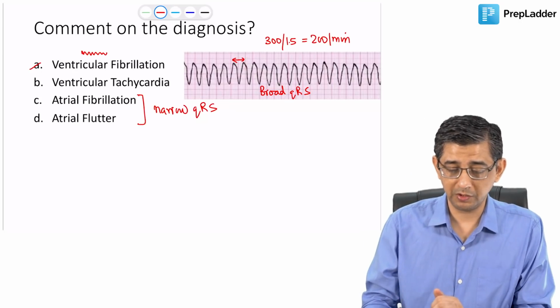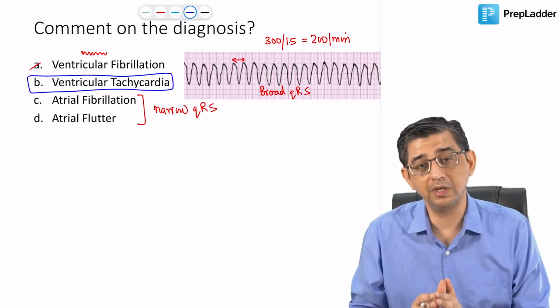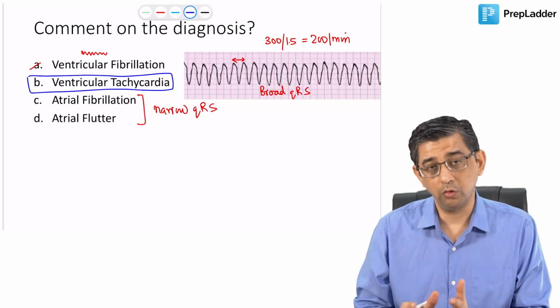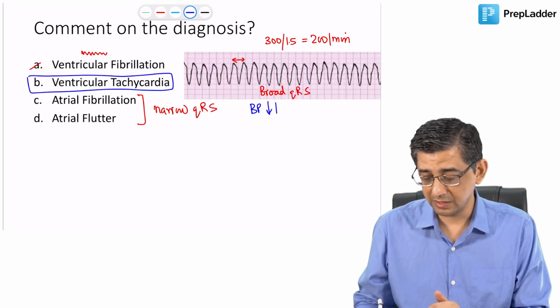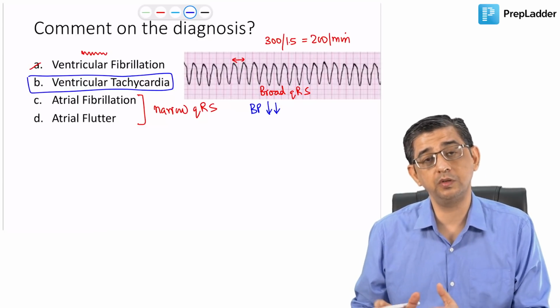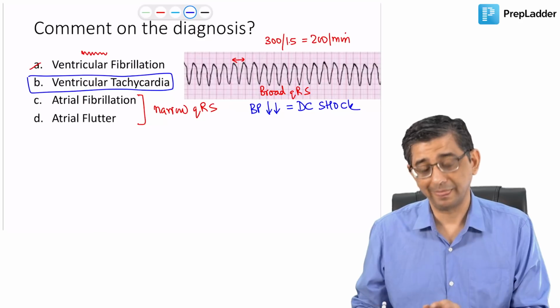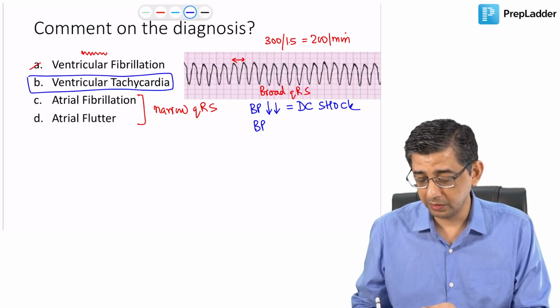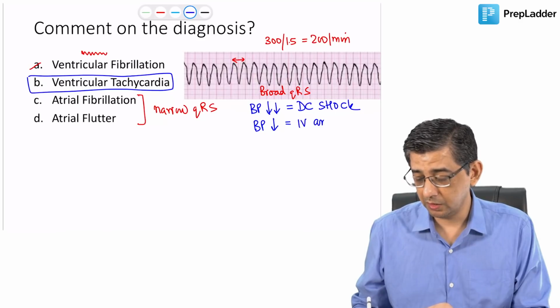The correct answer for this question will turn out to be option B, ventricular tachycardia, which is characterized by broad QRS. Also, as a next step, in case he repeats this question in the next exam and says that the blood pressure of this person is unrecordable, you will have to give DC shock to the patient. But suppose the BP is recordable, something like 90 millimeters of mercury. So I'm saying BP is low, but at least it's recordable. Then you will be giving IV amiodarone for management of this patient.